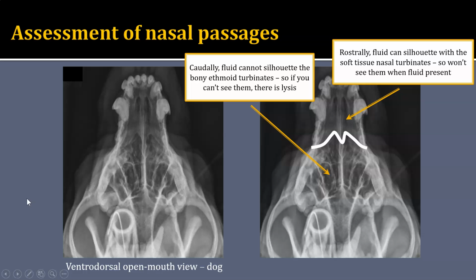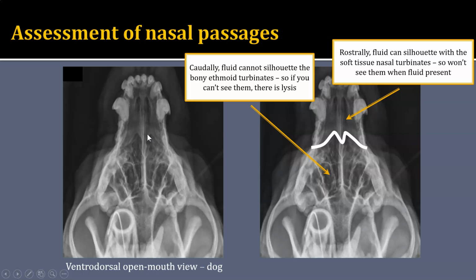Before we get started, I wanted to call your attention to a concept that you should keep in mind as we're evaluating our radiographs. On this slide, we're going to use the ventrodorsal open mouth view of the nasal passages, and this happens to be a dog, because this is really the best view for us to assess the nasal passages without superimposition. The concept that I want to draw your attention to is that in the rostral nasal passages, the patient has soft tissue nasal turbinates. So we'll see these fine little lines of soft tissue, which is comprising those nasal turbinates. And then obviously there will be air-filled passages between those as well.